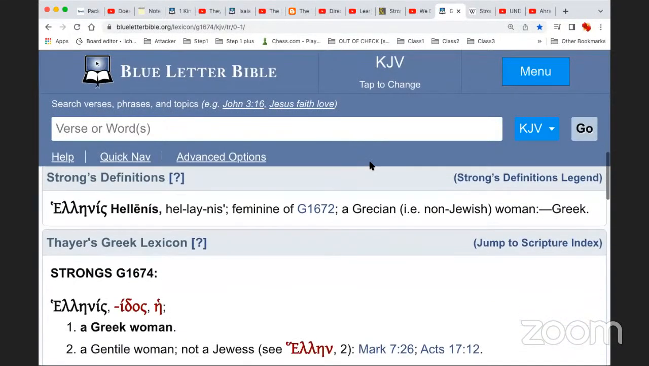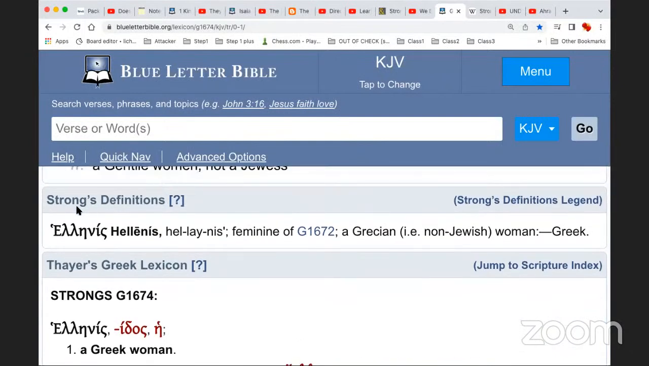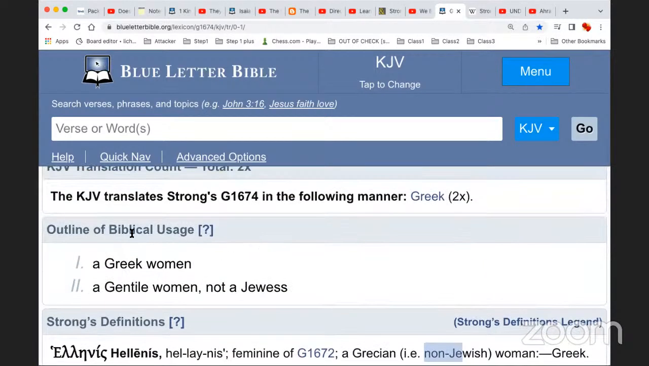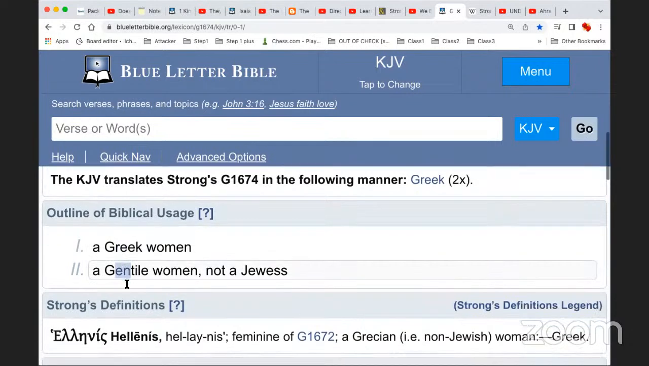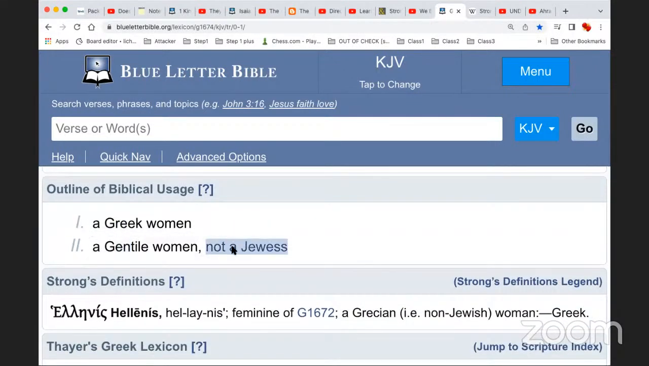So when you go here, this is the Strong's definition: Hellenis, feminine, from the root, a Grecian, a non-Jewish. So now we're no longer dealing with outline biblical usage. This is just telling you how it's used in the Bible. It's used as a Greek woman and then a Gentile woman. I told you they're synonymous in the Bible. Greek and Gentile, they're synonymous. So these guys know that. But it's definitely not a Jewish woman.